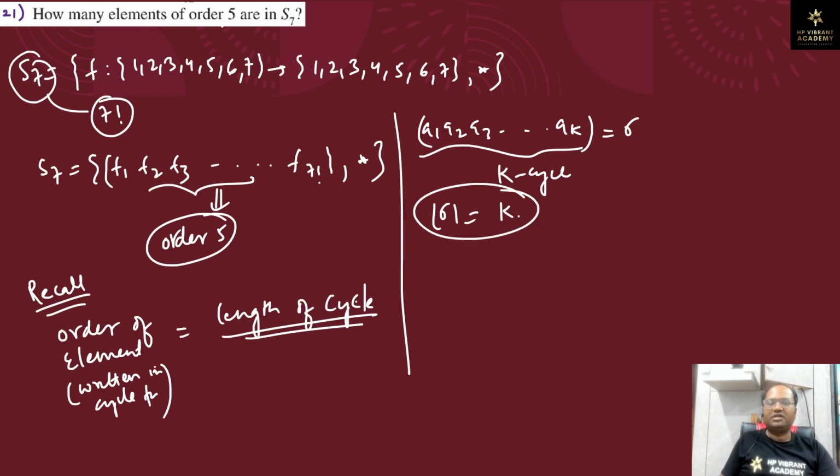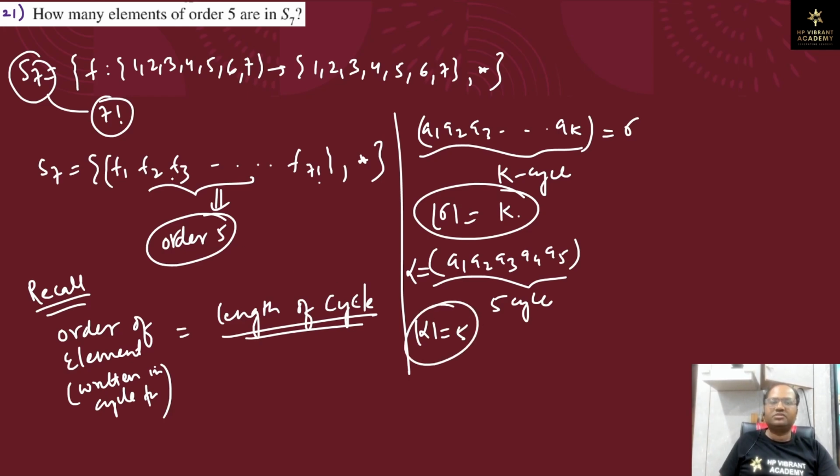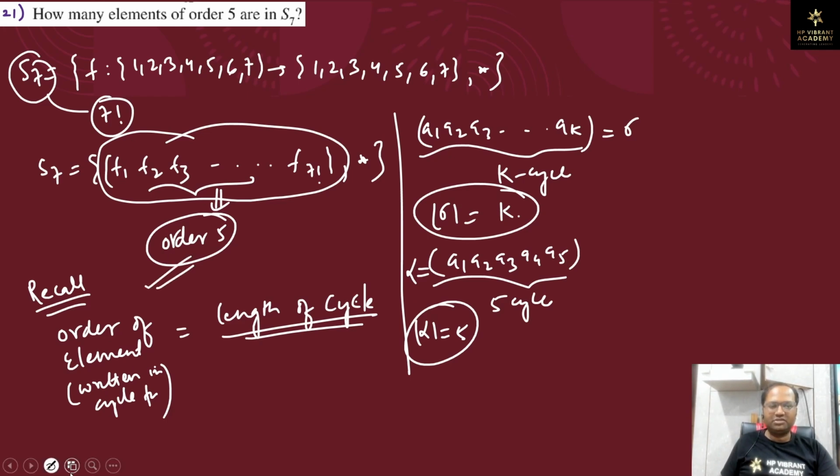तो हमें यहाँ क्या लेना है? Elements of order 5. So let us write down an element like this: a1, a2, a3, a4, a5. This is nothing but a 5-cycle, है ना? Let us take this as alpha. So the order of alpha will be 5. We have to select those elements among this set which are of order 5. So let us solve this.